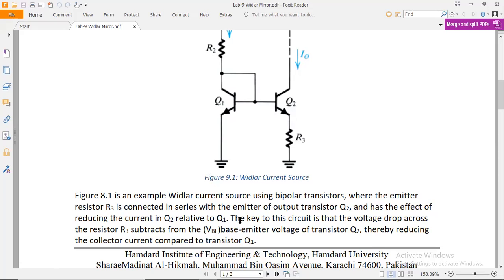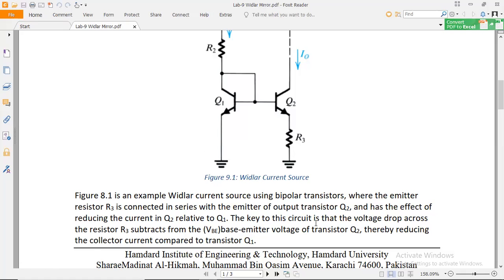Relative to Q1, the key to this circuit is the voltage drop across the resistor R3. Because it is in series with Q2, the incoming voltage is divided, since the transistor and resistor are connected in series. So the voltage would be divided. It has the effect of reducing the current in Q2 relative to Q1. Q2's current would be lower than Q1's because R3 is connected in series with Q2.